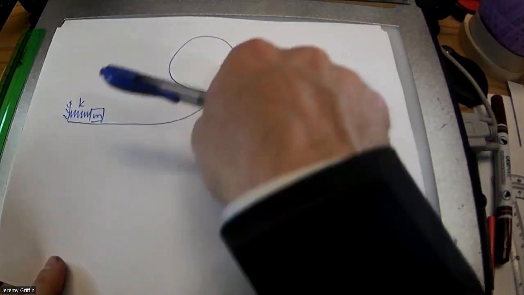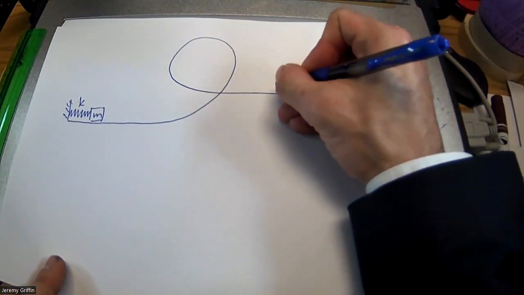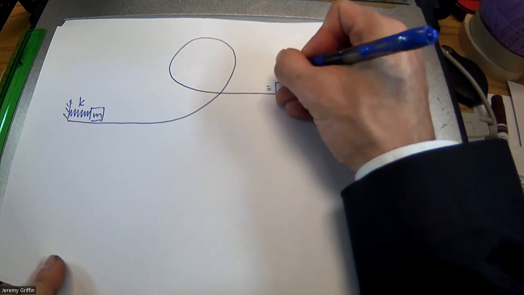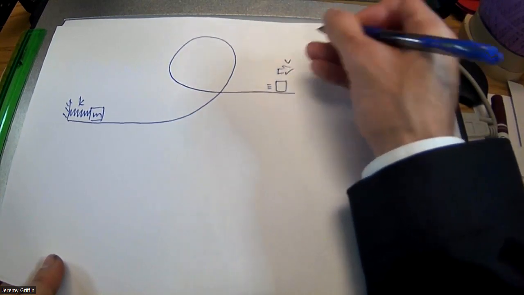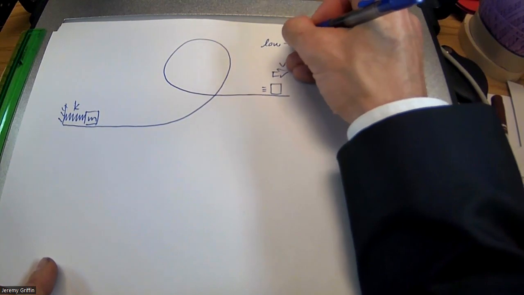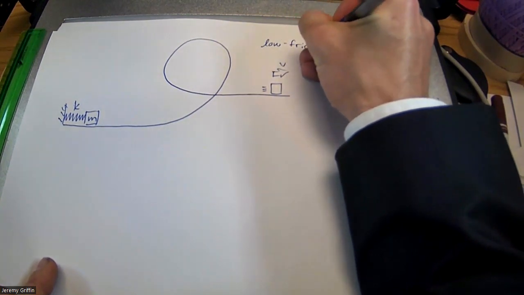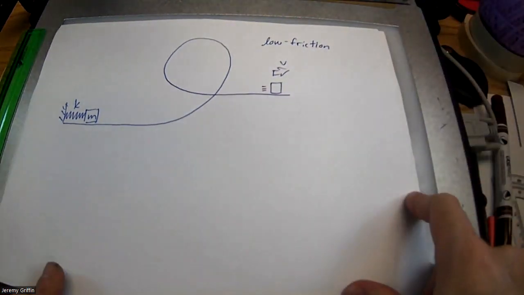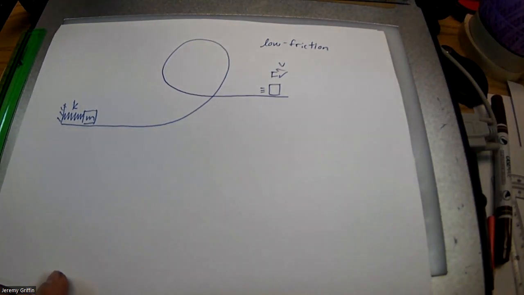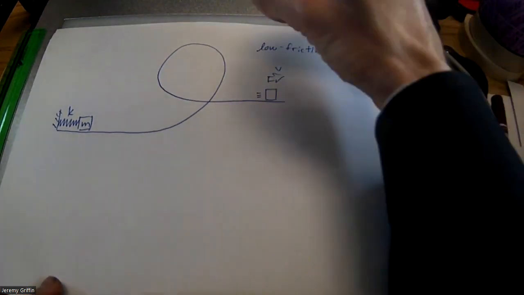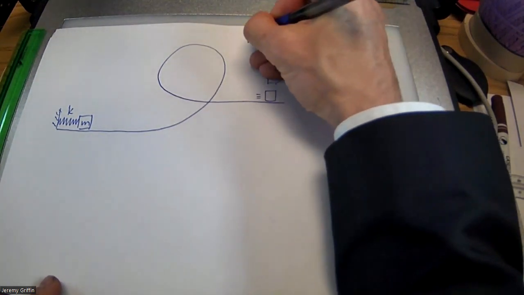Then I let go. Pew! Let's say the second point I'm interested in, it's flying up here. It's got some velocity v. Let's say this is a low friction system. I should have made the Pinewood Derby low friction just to simplify that one too. Or I should say negligible friction. Let's not say low friction. Let's say negligible.